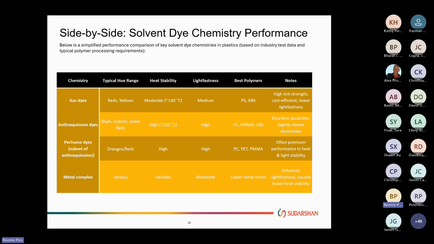And then I spoke about earlier the metal complex. These were developed to fit the holes that exist in the other areas. So you see a lot of hue range, various hues. Heat stability can be variable depending on what they were designed for, what hole they were designed to fill. You might get a lower heat stability, but a better light fastness, kind of a trade-off in there.